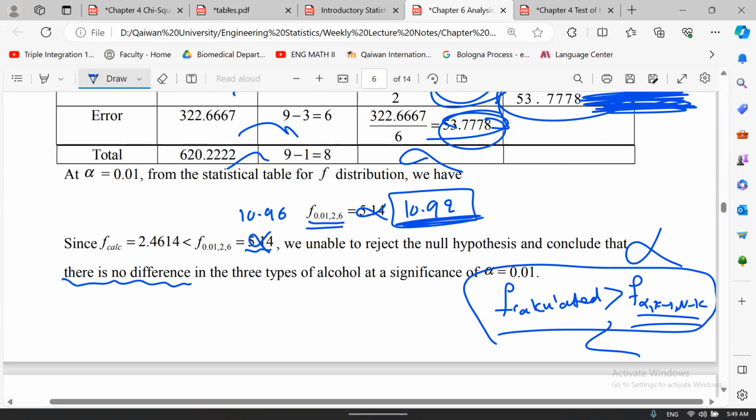So there is no difference in the mean of the three types of alcohols. So we are unable to reject the null hypothesis.